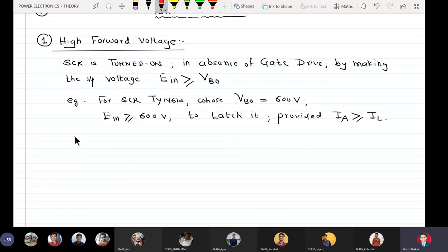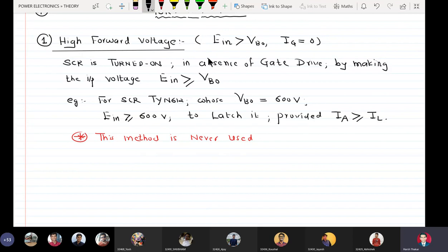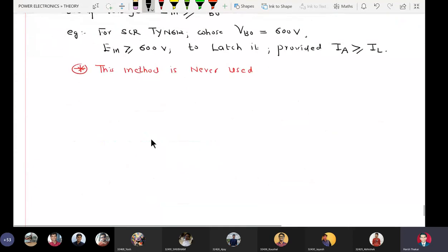What is the comment? The comment is this method is never used. I told you before that it is not practical to latch an SCR in the absence of gate drive. So we can say high forward voltage means nothing but E in greater than breakover voltage and Ig equal to 0, that is, no gate drive. The second method is called thermal triggering.